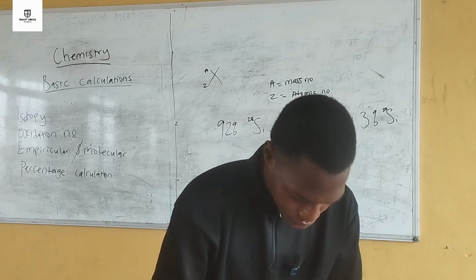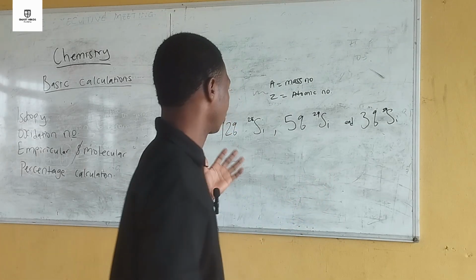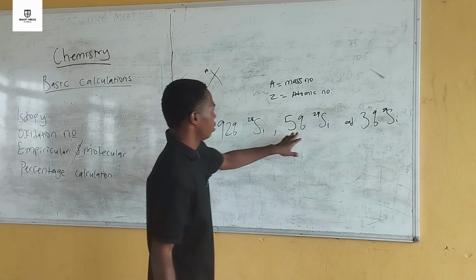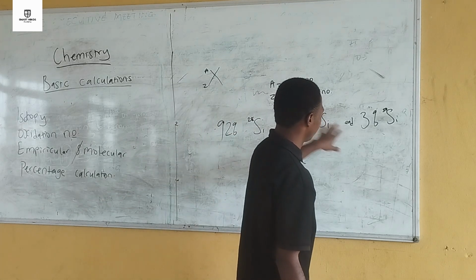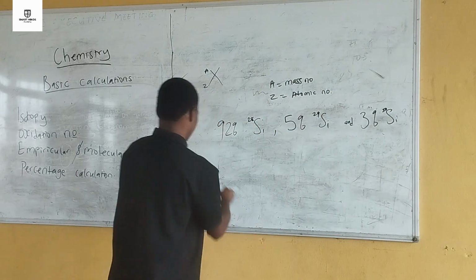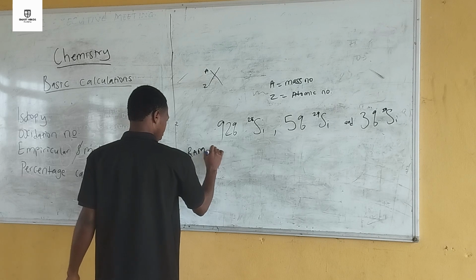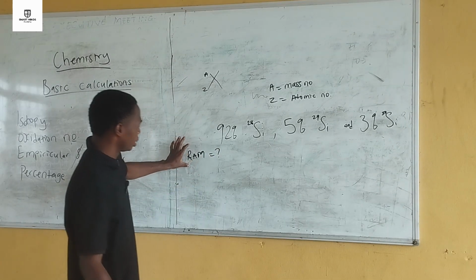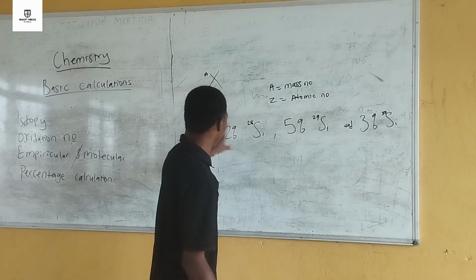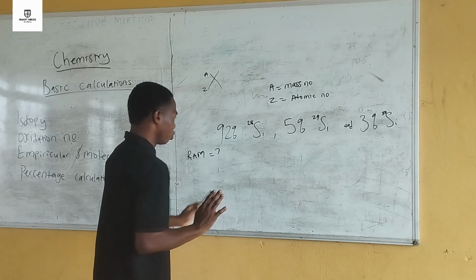Now they said calculate the relative atomic mass of this silicon. First of all, we have 92% of silicon-28, 5% of silicon-29, and 3% of silicon-30. So what are we looking for? The relative atomic mass of silicon, having all these isotopes. Please pay attention, I need your maximum attention now.